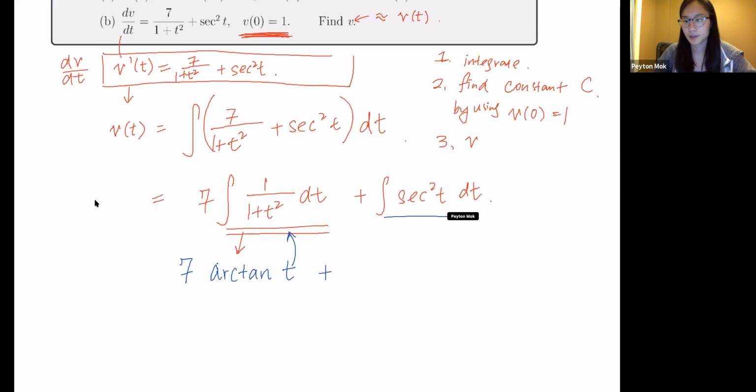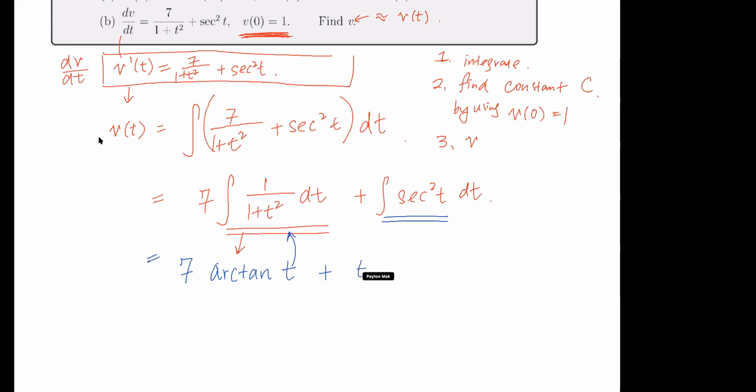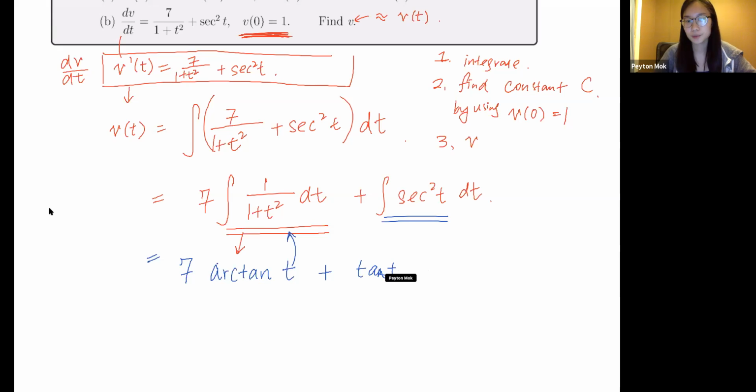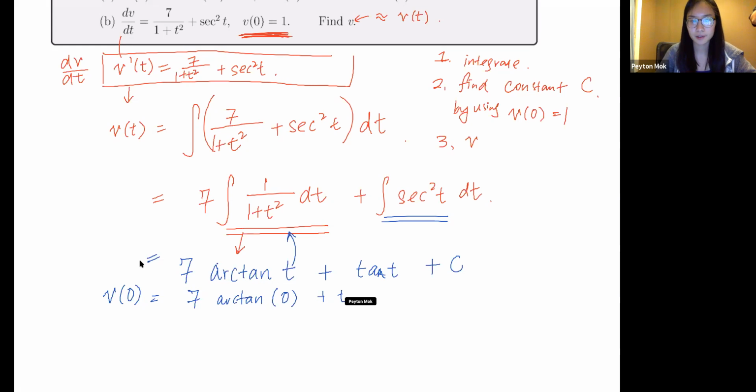What about the second term here? What does this give us? Tangent t. Okay, thank you. Again, we'll have the plus c here, right? So now we have completed finding the v of t term, and the next step will be finding the constant c. Using the condition they gave us, v of 0 equals 1, we can say v of 0 equals 7 arctangent 0 plus tangent 0 plus c equals 1.